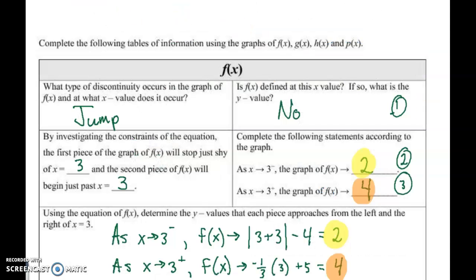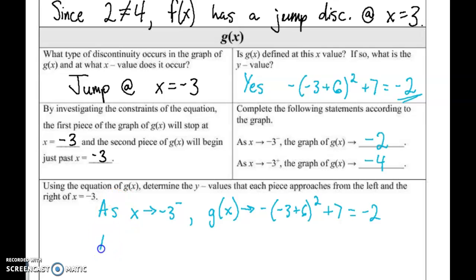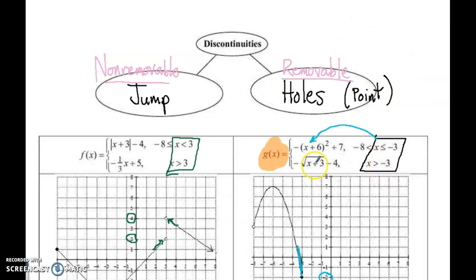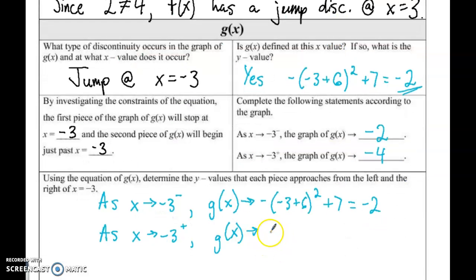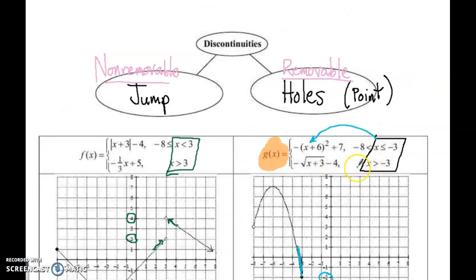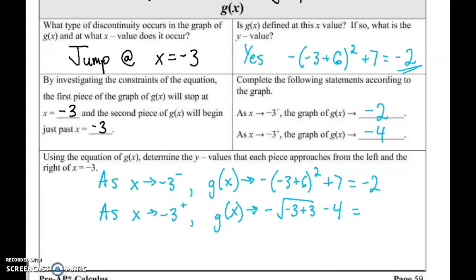So as x approaches -3 from the right, then we can say g of x, we plug in -3 into the bottom equation, the negative of the square root of -3 plus 3, and then minus 4. There's a lot of going back and forth. There we go. As you look at this, I hope you can do this in your head, by the way, because -3 plus 3 is 0, the square root of 0 is 0, and -0 minus 4 is -4.